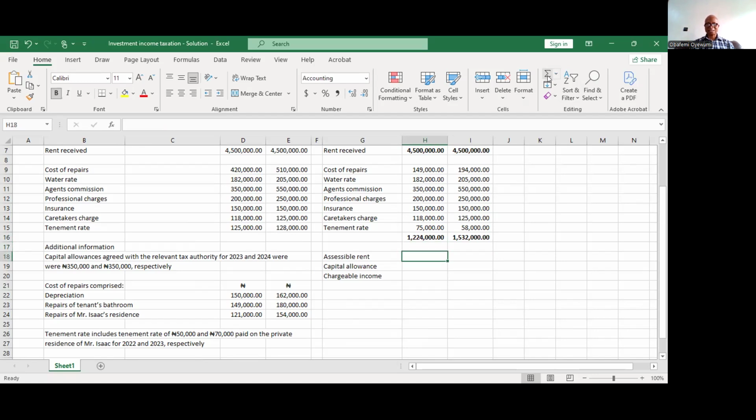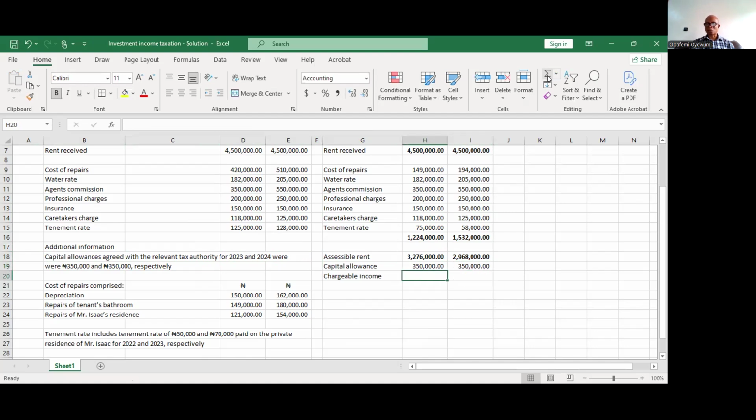So let's look at assessable rent. What you have to do is deduct the rent receipt. So we're talking about the rent that we are going to assess. That's what you now have, and then you copy the same figure. We're also given background information to say that capital allowances agreed with the relevant tax authority for 2023 and 2024 years were 350 and 350, respectively. So we're going to come to capital allowance. They're going to deduct 350,000 from that figure, for both years.